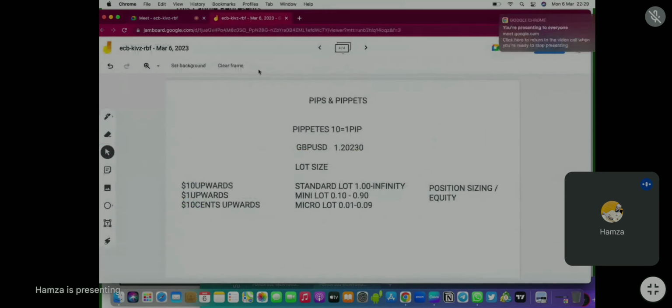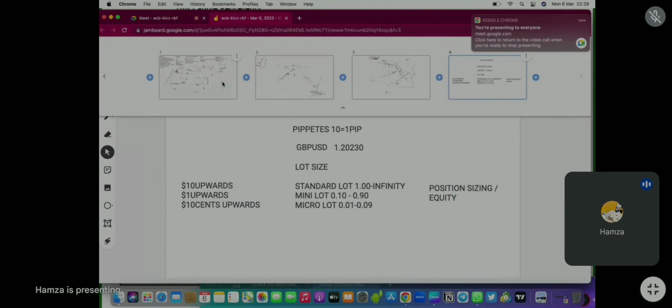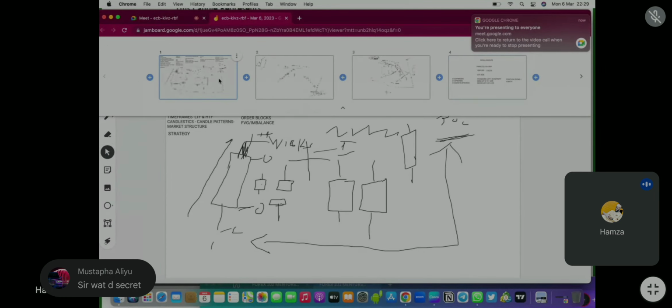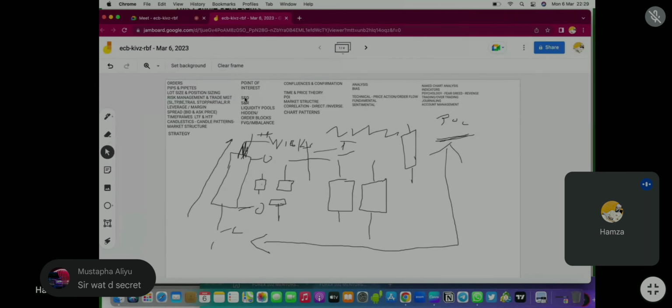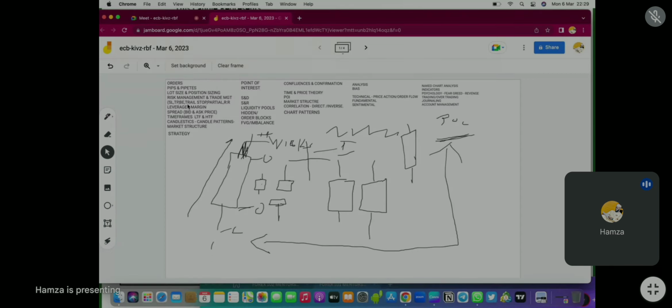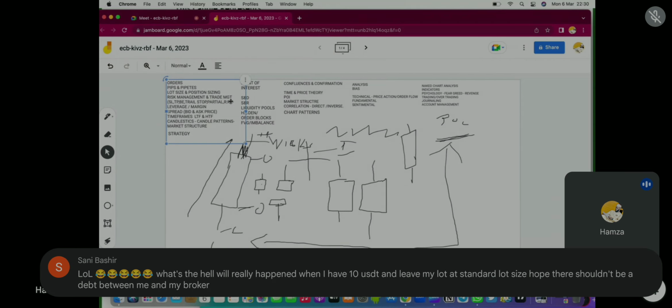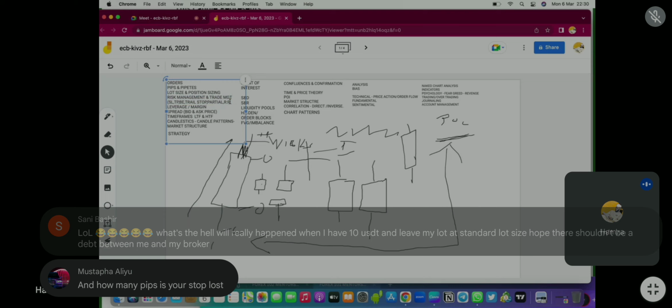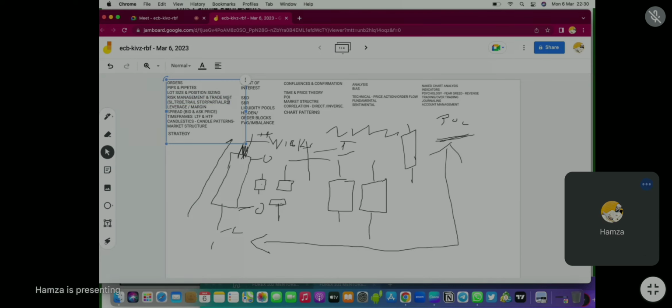I told you the purpose of today's class is to help you with risk management and trade management. What does stop loss mean? What does take profit mean? What does BE mean? Let me copy this thing. Why on earth am I unable to copy this thing?